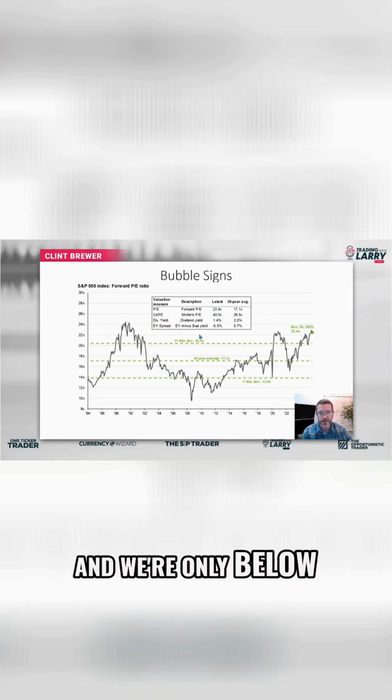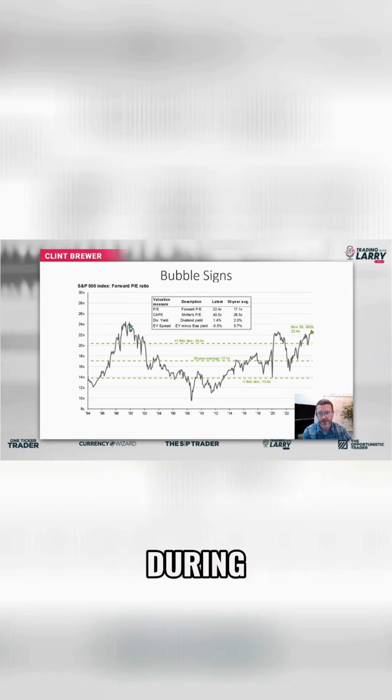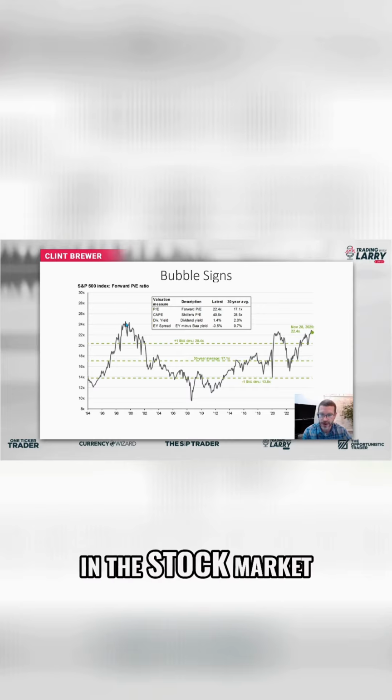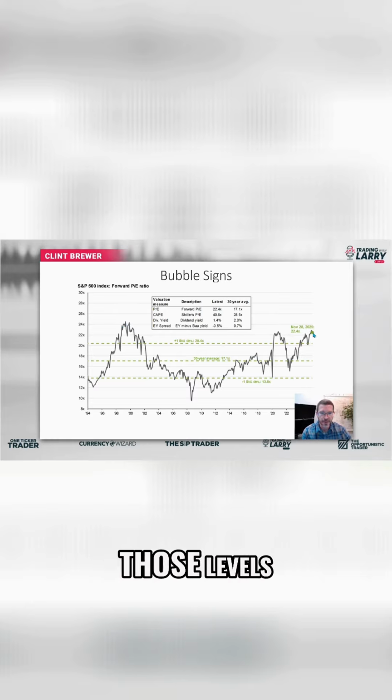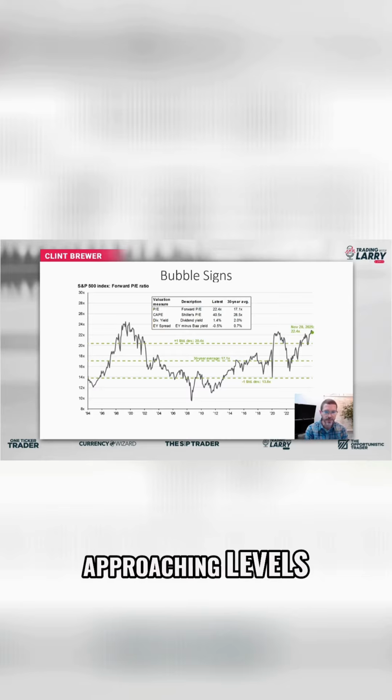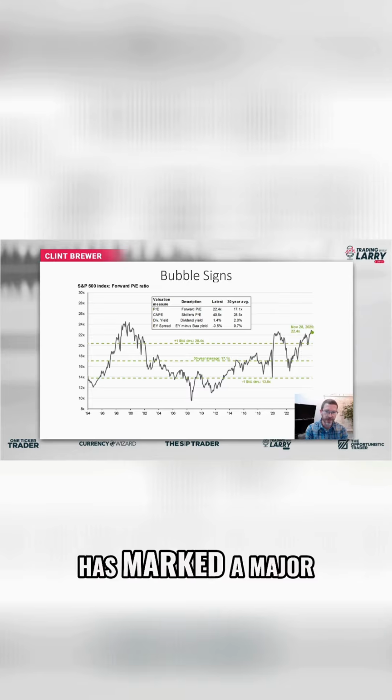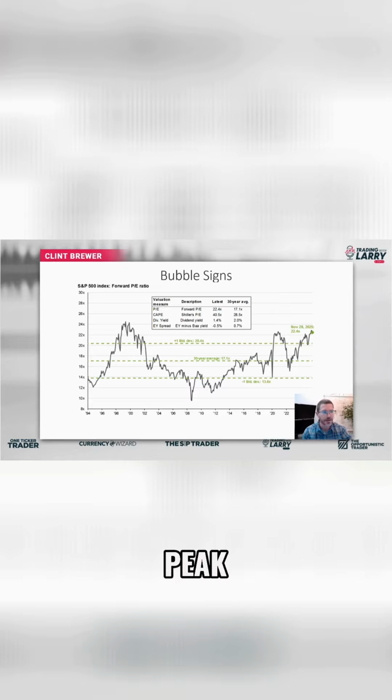And we're only below levels last seen during the last big bubble in the stock market, which was the internet bubble in the late 1990s. And so you can see where we are relative to that bubble, approaching those levels. So, this is one valuation measure that is well above historical averages and is approaching levels that, looking back historically, at least over the last 30 years, has marked a major peak in the stock market.